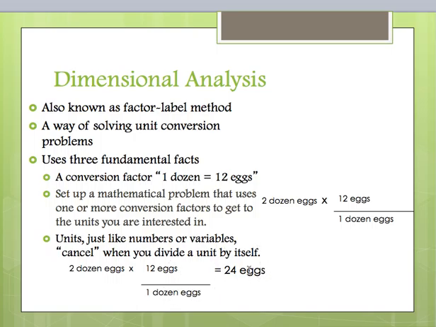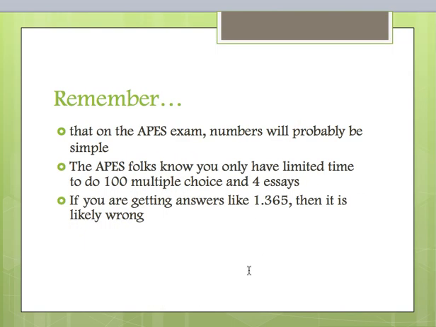Okay. All right, a couple of basic things about the test. The numbers are probably going to be fairly simple. The AP folks know that you've got a limited time and you have 100 multiple choice questions and 4 essays. You got 90 minutes to do each one of those. 90 minutes for the multiple choice, 90 minutes for the 4 essays. So they're going to give you numbers that are relatively easy to manipulate.